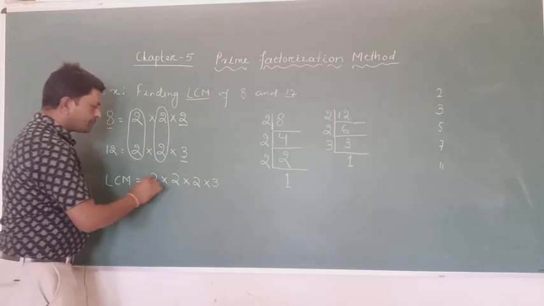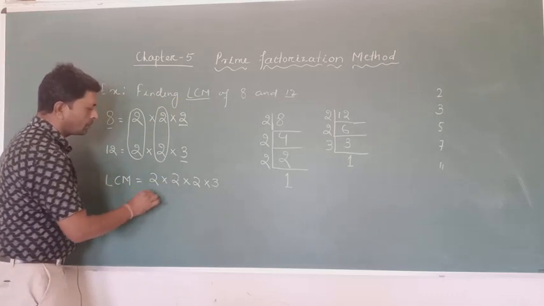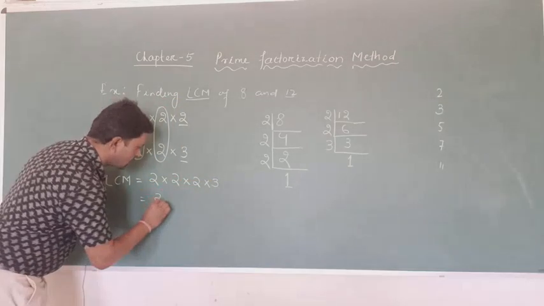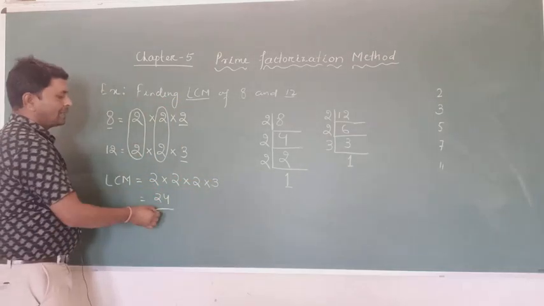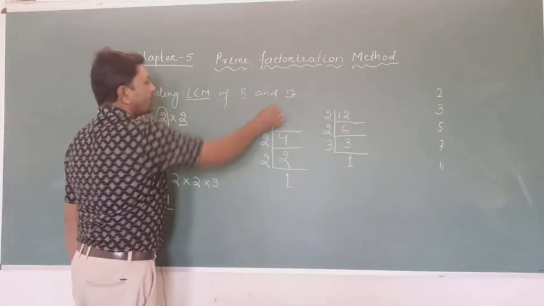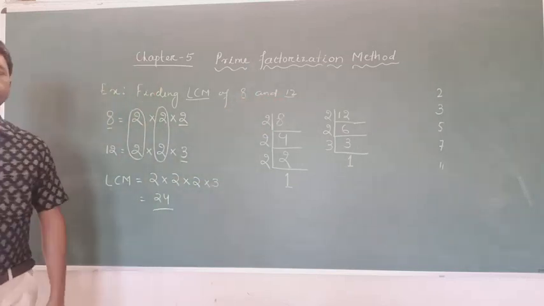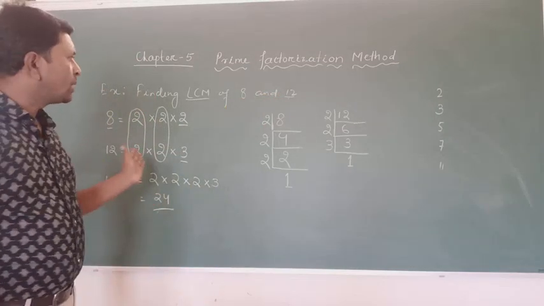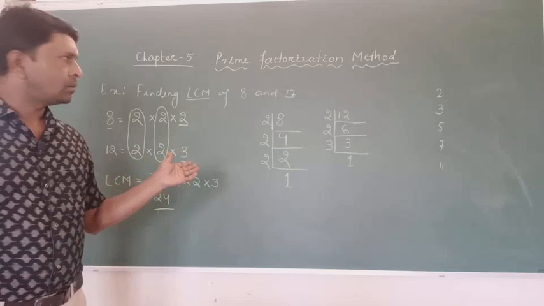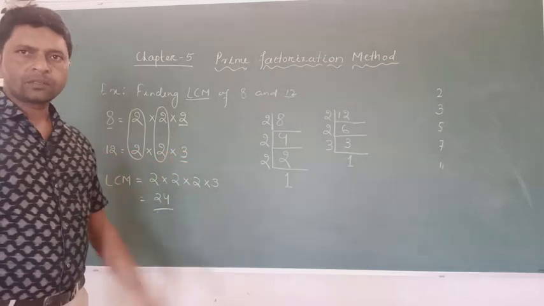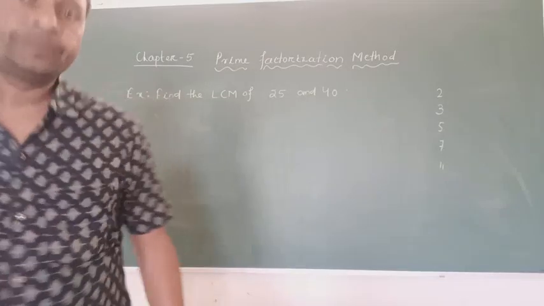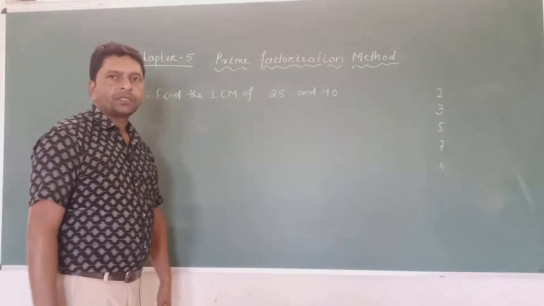Okay, so here, just multiply these numbers, and you get 24. So the LCM of 8 and 12 is what? 24. It is a very easy process, you go through this, and it is also used in your mathematics. Okay, one more example is here.